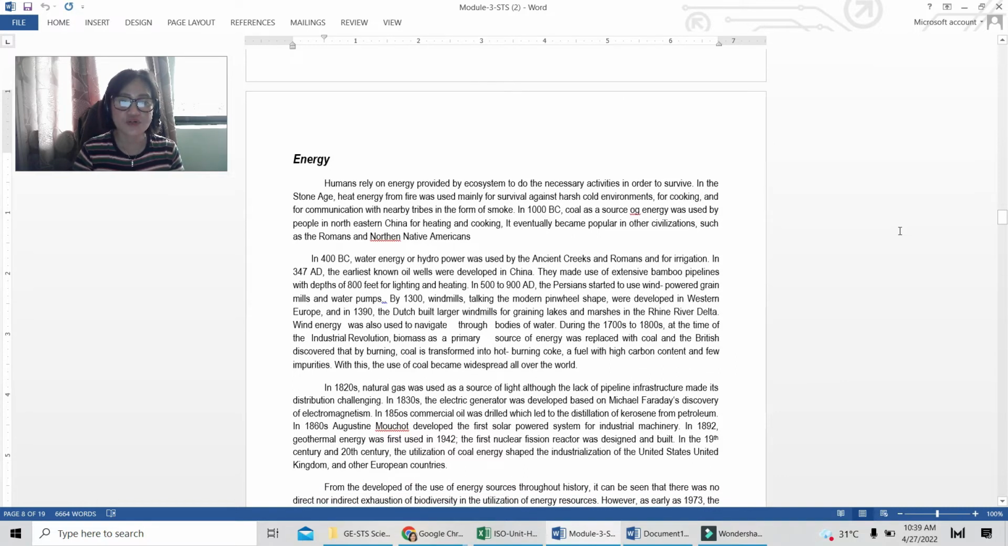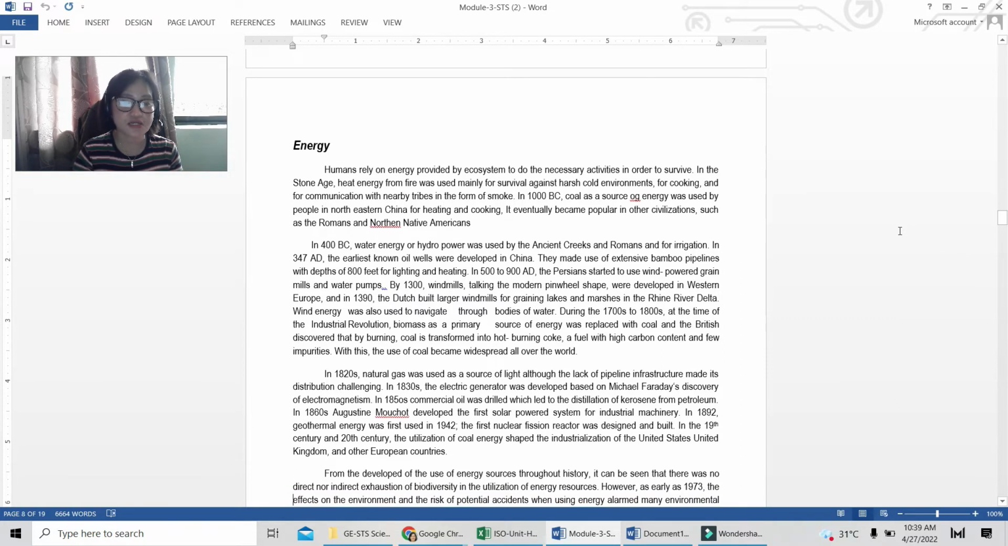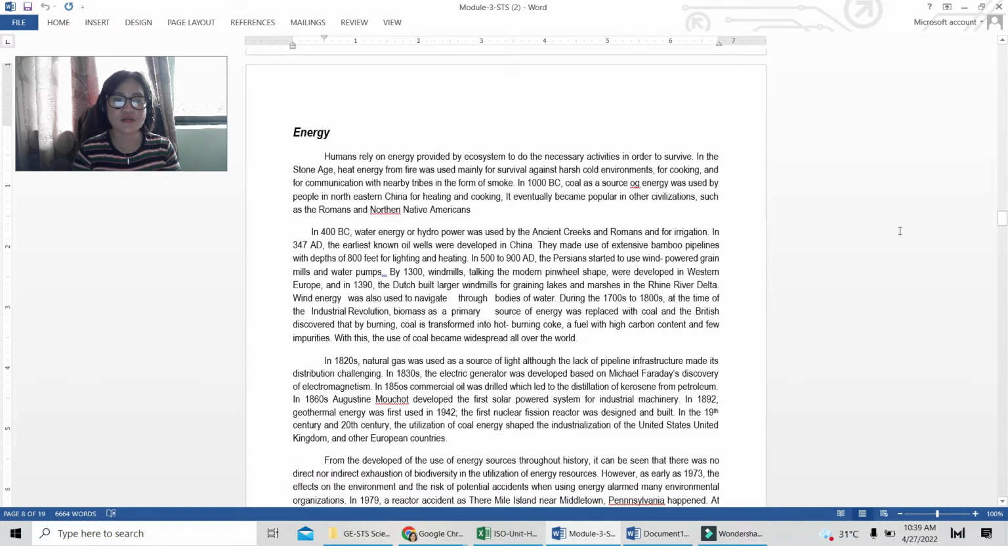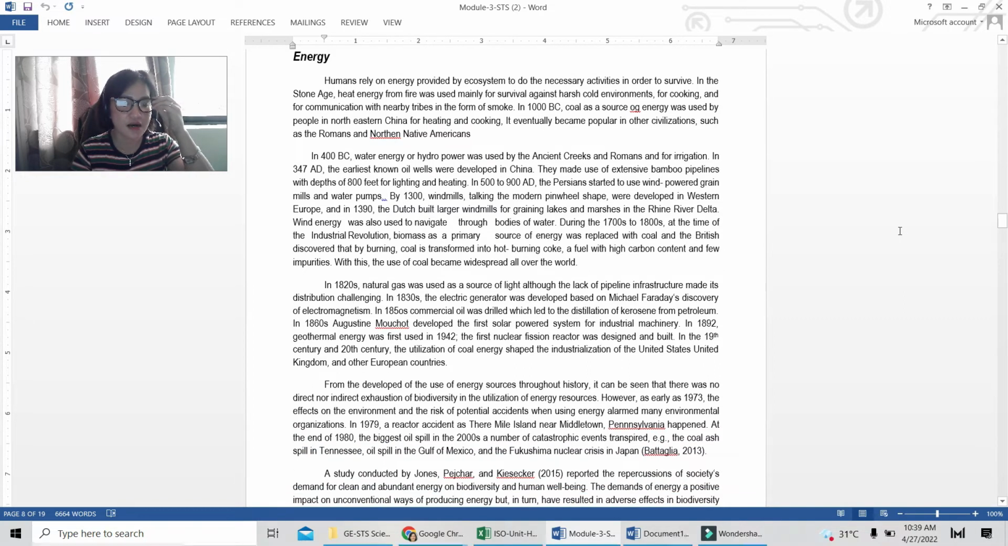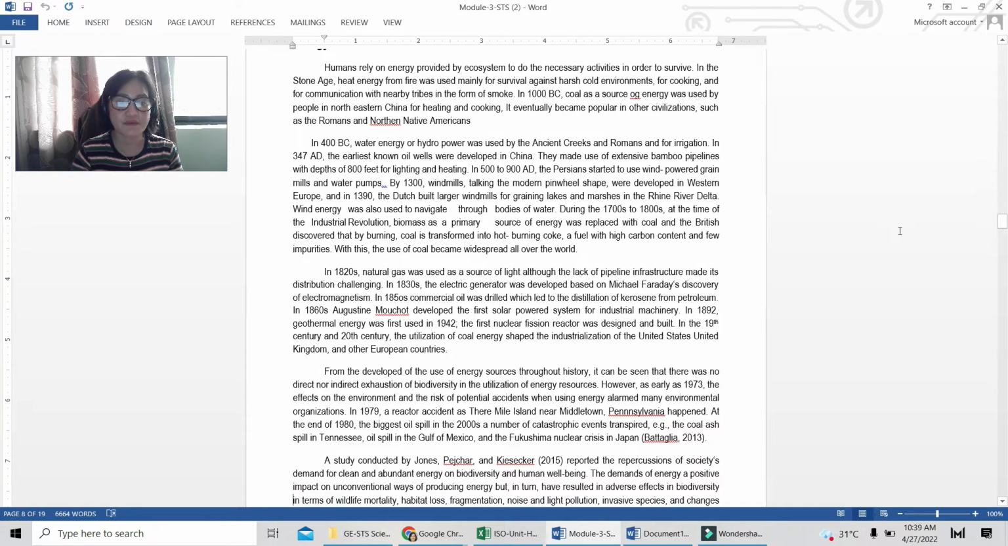In the 1820s, natural gas was used as a source of light, although the lack of pipeline infrastructure made distribution challenging. So that is natural gas, wherein we can have our electricity, or we can have the power of gasoline and so many other things that people are benefiting from now.